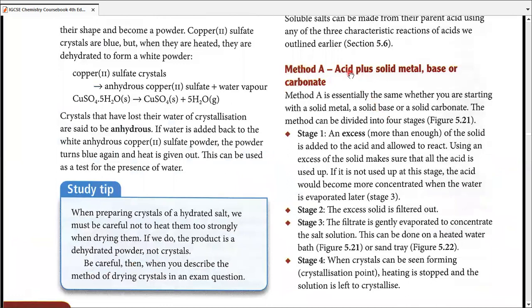So method A clearly states acid plus solid metal or base or carbonate. That's why I made a mind map, so this heading and definition would be really easy for you. We are considering these three things because our method will be able to talk about them in a very good way and cater to all of them under one umbrella. Now, our method can be divided into four stages, but in the book it's written as five stages, which gives you a heads-up for four stages. Take a look.